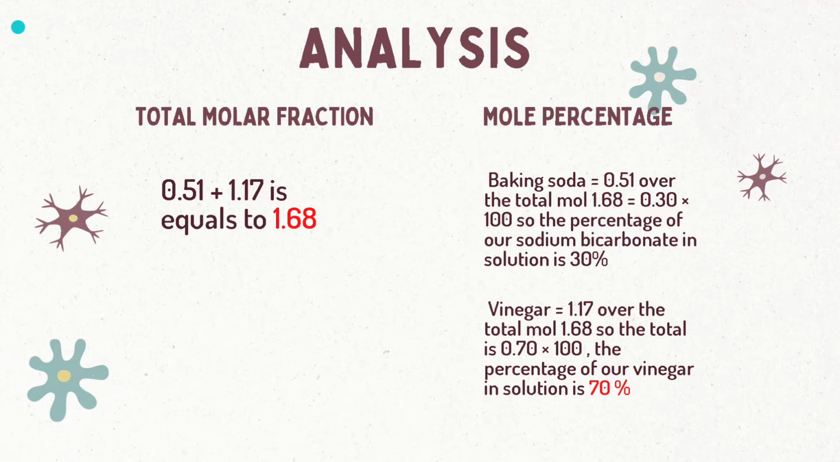Mole of acetic acid equals moles of acetic acid, 1.17, over the total mole of 1.68. So the total is 0.670 times 100. The percentage of our vinegar in solution is 70%. This solution had a great and high concentration.